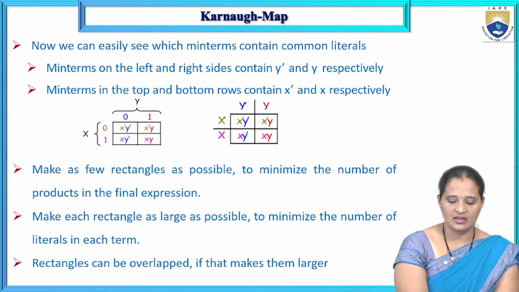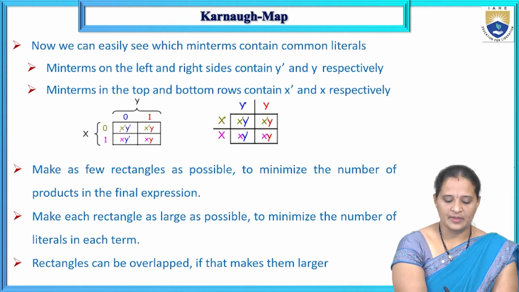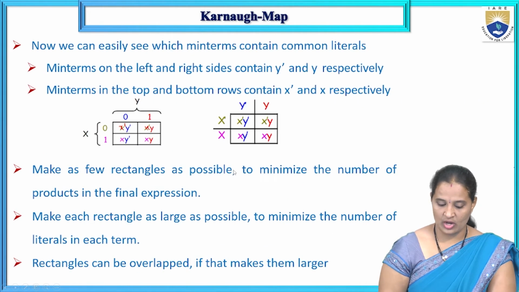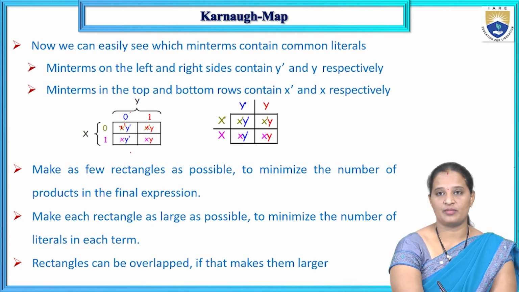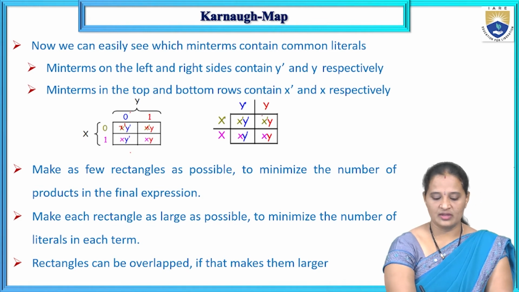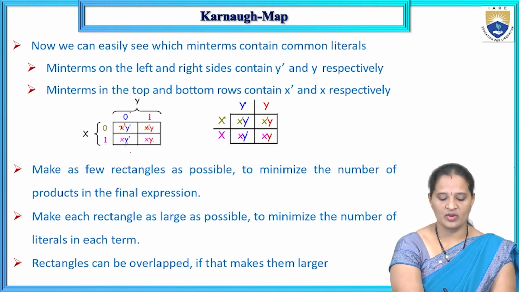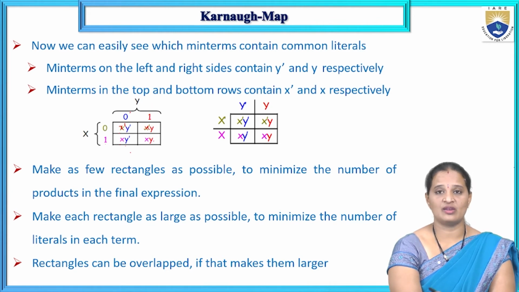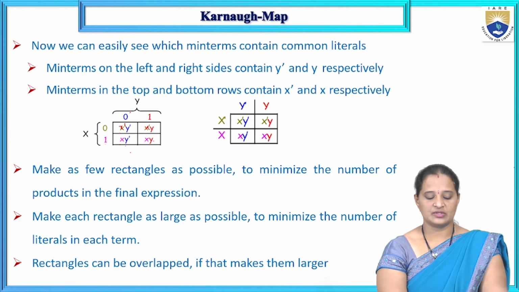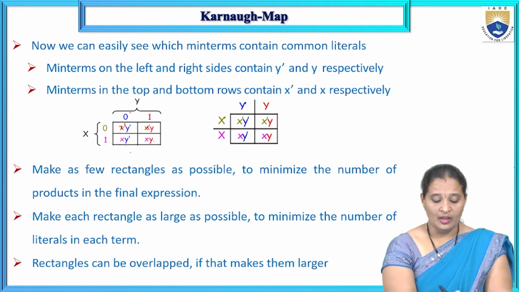Here, if you see the rows, the first row has x value as common, which is x complement. For the first column, the y value is common, which is y complement. For all the cells of the second row, the x value is common, which is equal to x. Again the columns are the same. For all the cells of the first column, the y value is 0. For all the cells of the second column, the y value is 1. So these are the common values. Now let's make a few rectangles.